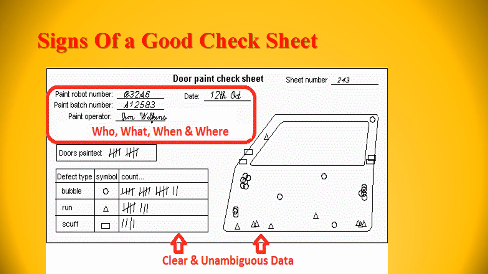Here I have given another example. Here you can see who, what, when and where very easily. They have given the date, the period, the batch numbers, the person who is going to collect the data, and everything. After that, the data is very clear. You can see the frequency through that location diagram. They have shown the places clearly.